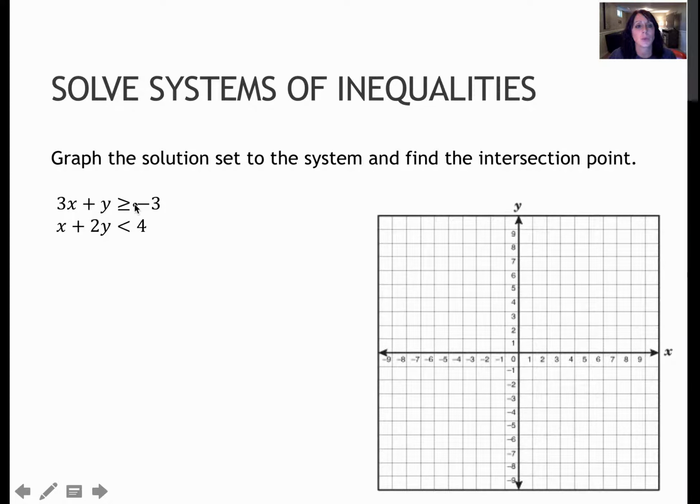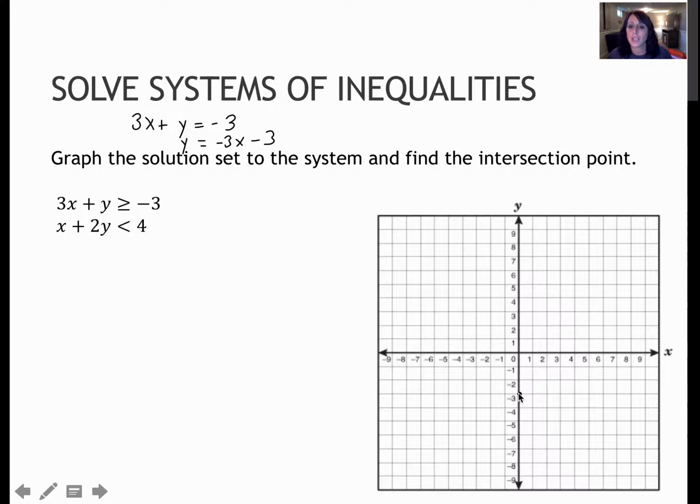So 3x plus y is greater than or equal to -3. The first thing I'm going to do is not worry about shading until the end, but plot the points that would make up the line. And when I do that, remember, I don't think of it as an inequality. I think of it as an equation, which I could then turn into y equals -3x minus 3.